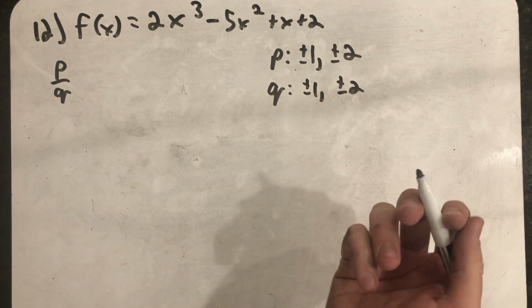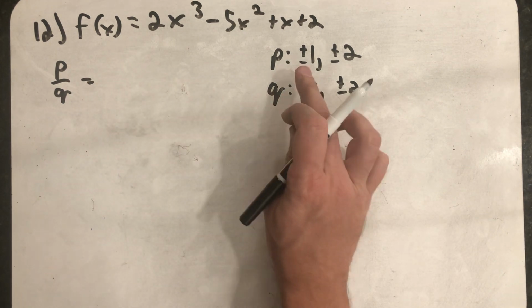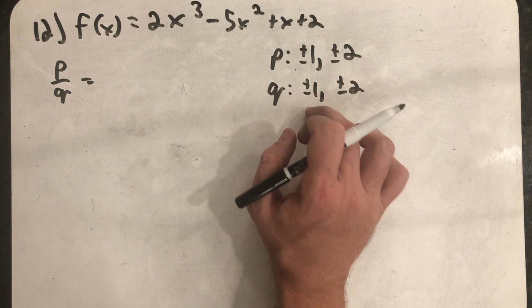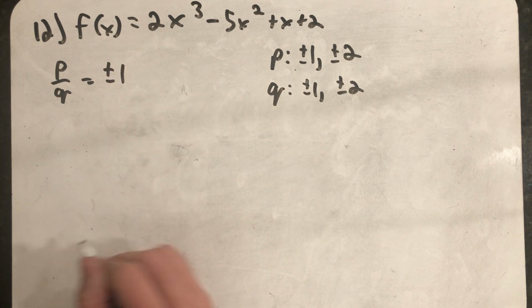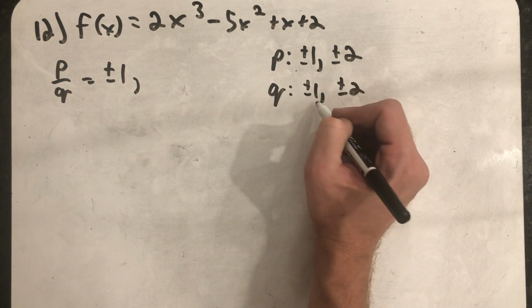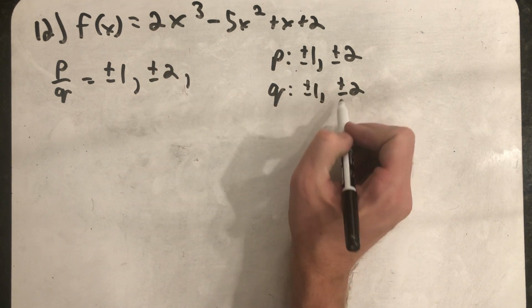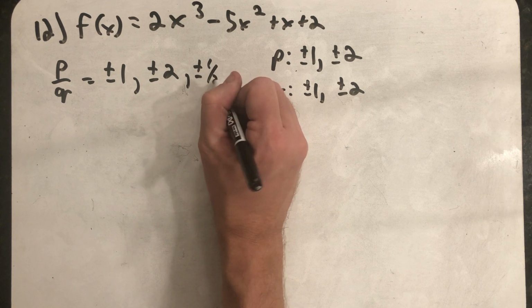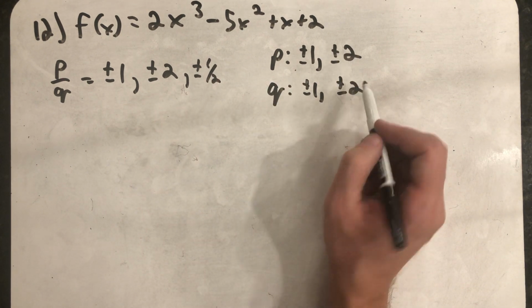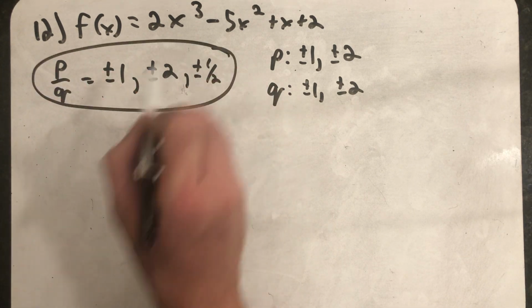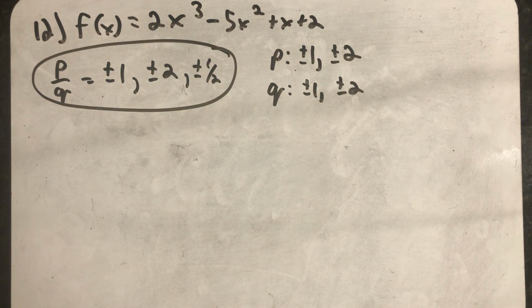And now I just have to think about how I can divide those things. Well, I'm going to divide each p by each possible q. If I divide plus or minus 1 by a 1, well, I'd get plus or minus 1. If I divide plus or minus 2 by a 1, I get plus or minus 2. And then if I divide 1 by that 2, I could have a plus or minus 1/2. And if I divide 2 by 2, I get plus or minus 1 again. So it's only these 6 values. These are the 6 things I have to worry about, maybe being rational zeros.